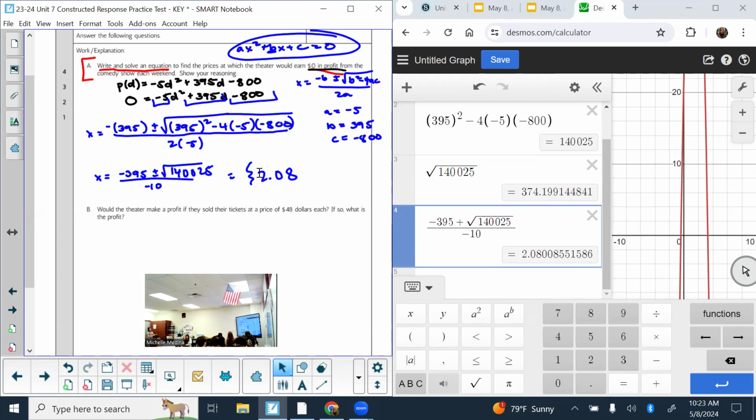The other answer comes from changing this plus to a minus. Because remember, it was plus or minus right here. I can break it into two separate problems. So then change that plus in front of the square root to a minus. And that's the other answer. Both of them make sense. The other answer would be that the ticket cost $76.92. If we're talking about money, then I'm rounding to 2 decimal spots. Questions on that?